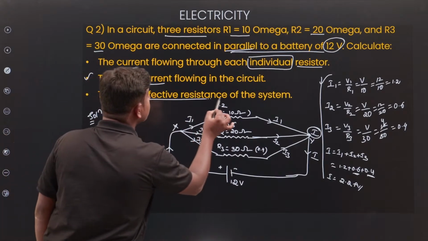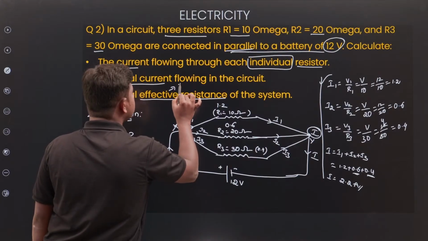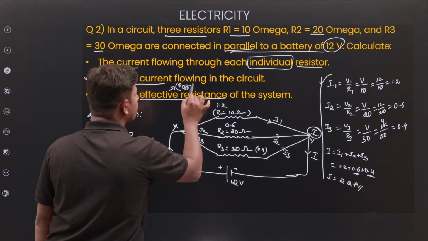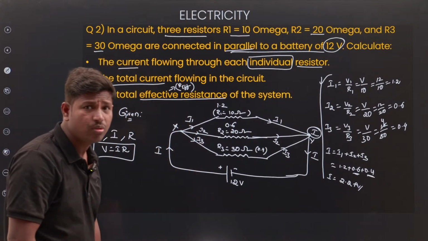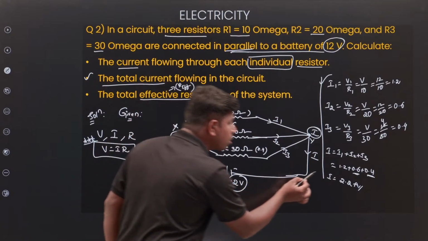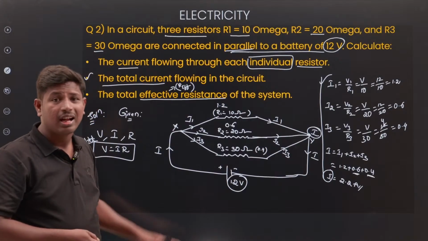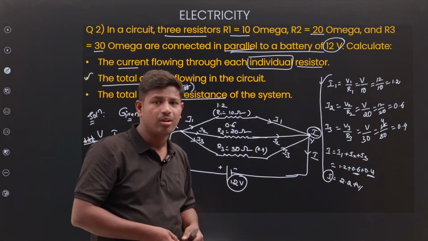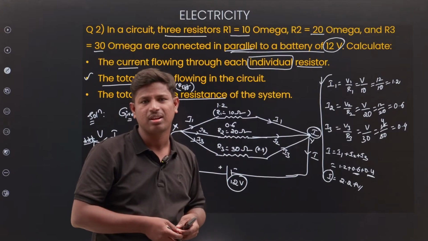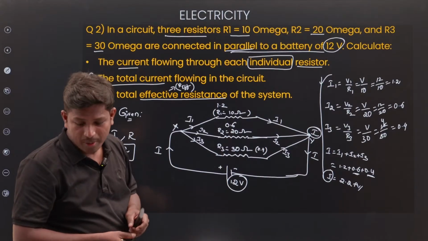Next, the question not yet completed. Total effective resistance. Effective resistance means R effective or R total. Total potential you know. Total current you know. Then it is easy to calculate the resistance of the circuit, right? Effective resistance, right? Anybody from the comment section?